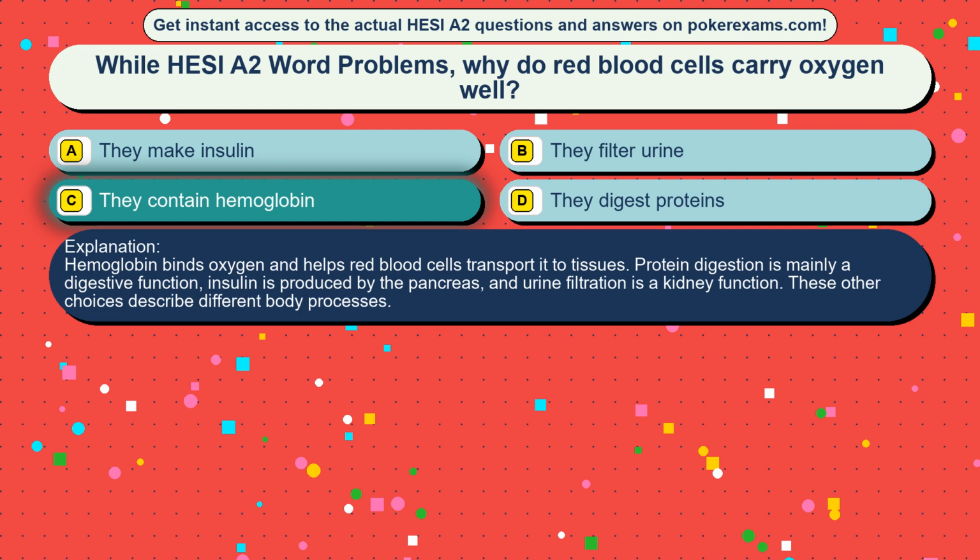Hemoglobin binds oxygen and helps red blood cells transport it to tissues. Protein digestion is mainly a digestive function. Insulin is produced by the pancreas, and urine filtration is a kidney function. These other choices describe different body processes.